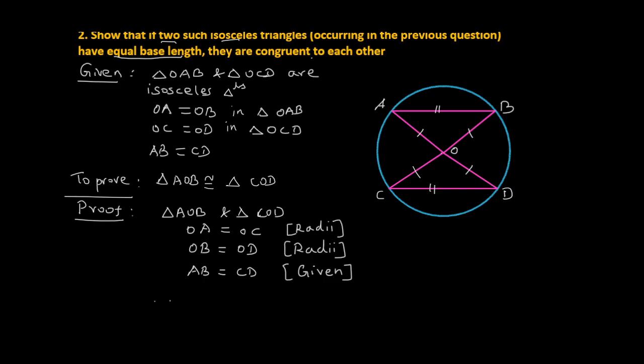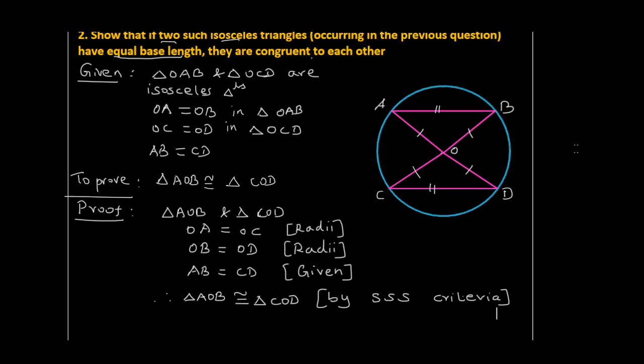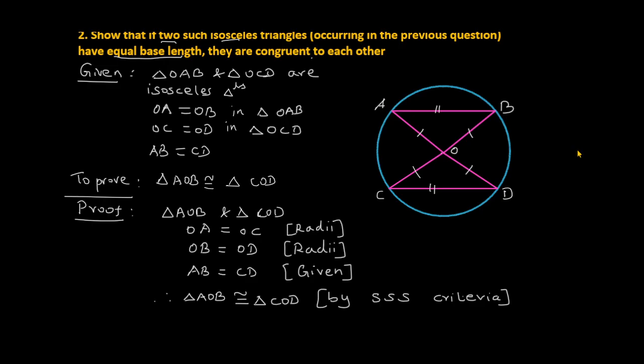So therefore, triangle AOB is congruent to triangle COD by what criteria? Side-side-side criteria. All three sides are equal, so both the triangles are congruent to each other. By SSS criteria, the two triangles are congruent to each other.